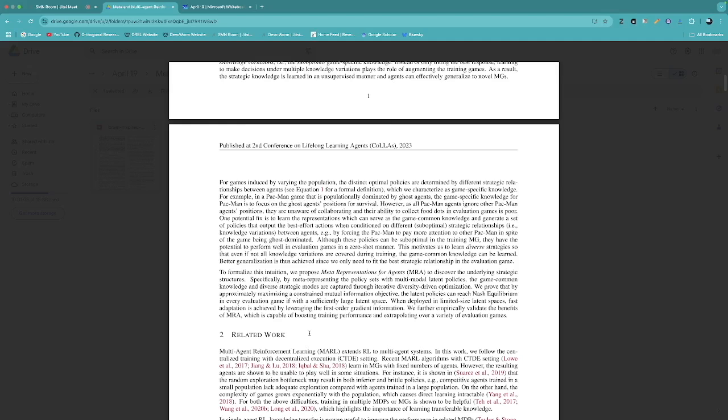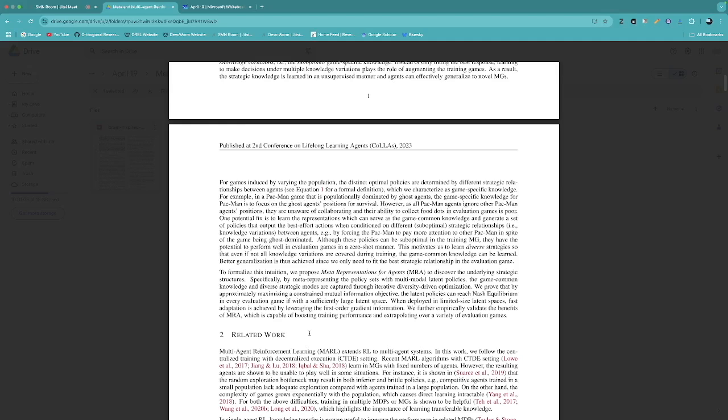Specifically, by meta-representing the policy sets with a multimodal latent policy suite, they gain common knowledge, and diverse strategic modes are captured through the iterative diversity-driven optimization. We prove that by approximately maximizing a constrained mutual information objective, the latent policies can reach Nash equilibrium in every evaluation game if with a sufficiently large latent space.